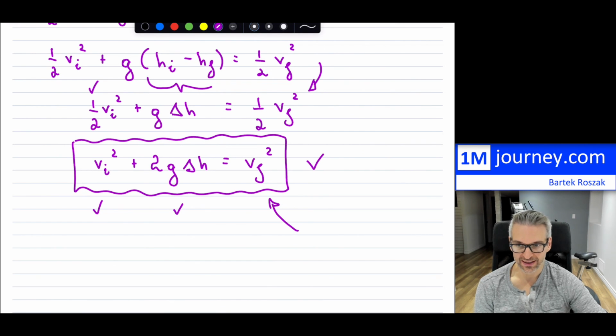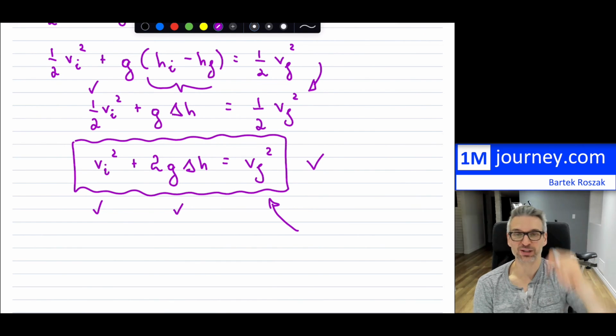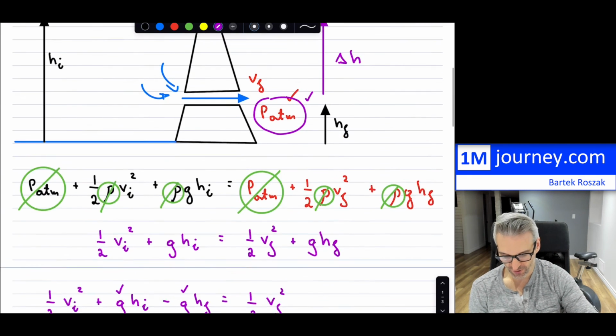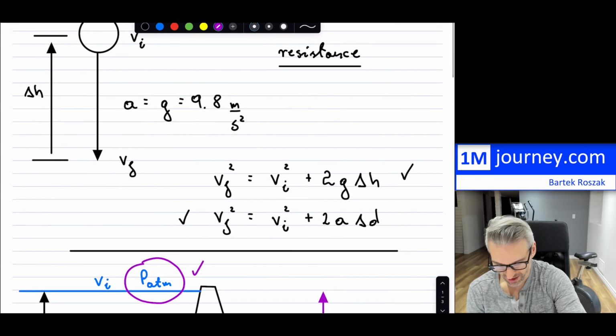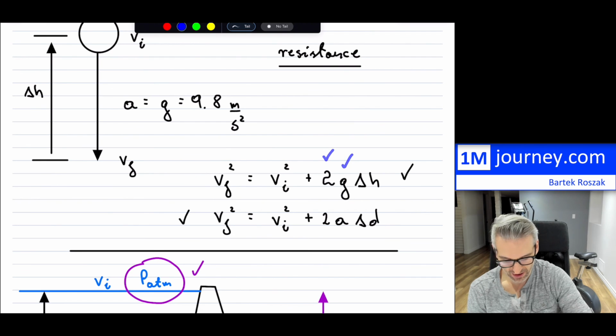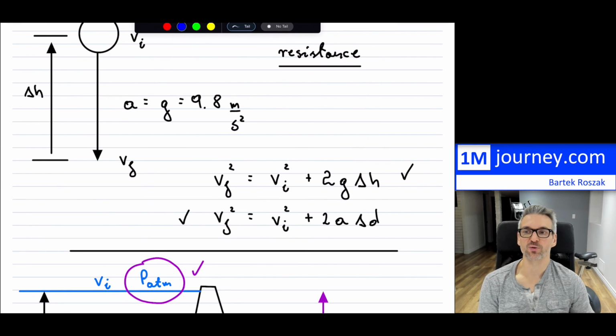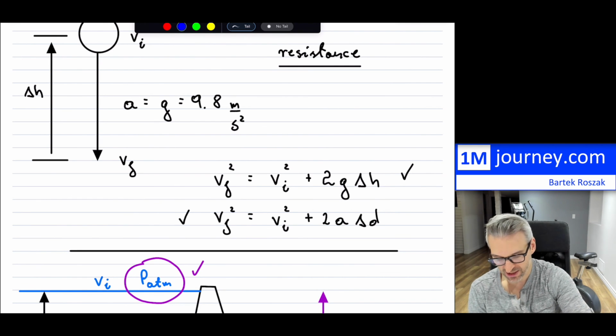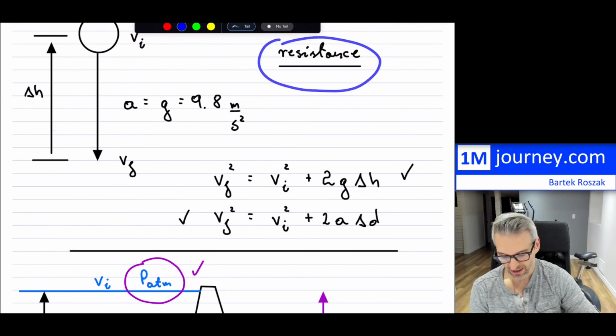Now, if you look at this and compare it to exactly what I started with, a falling object, notice this is exactly the same equation. You have your initial speed squared plus twice the gravity times the delta h, if you were only referring to an object falling down without resistance. And there you have it.